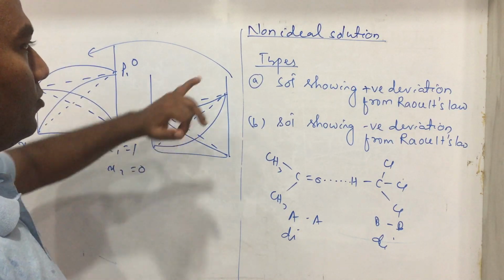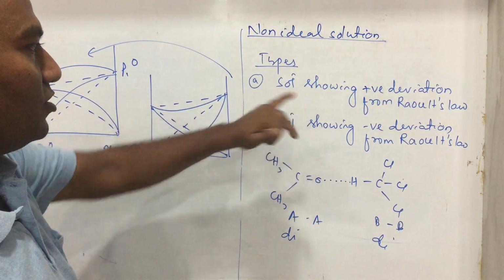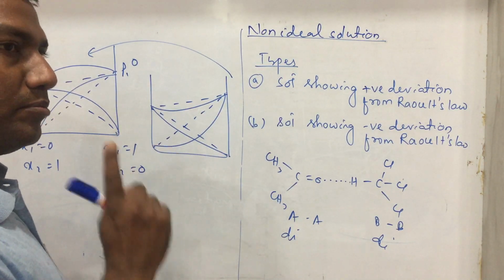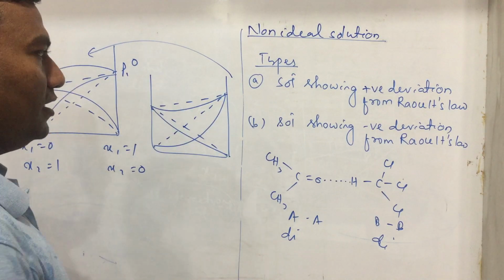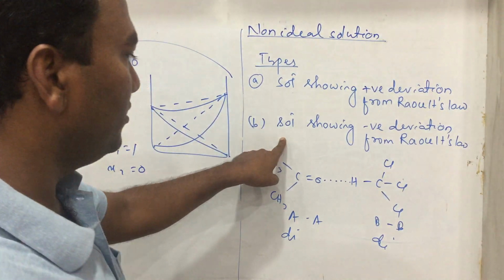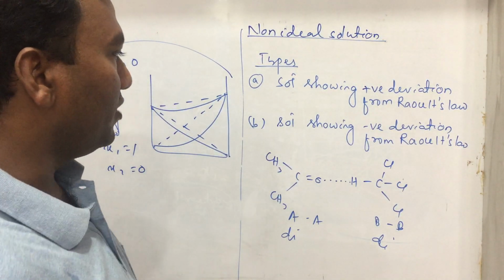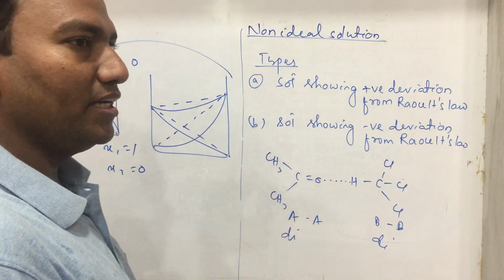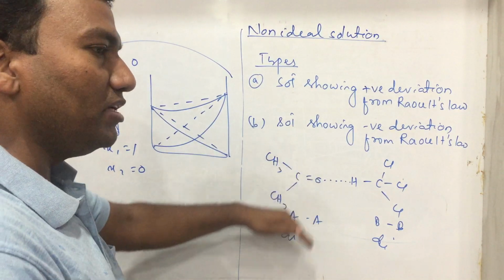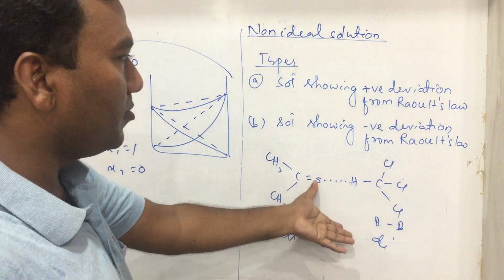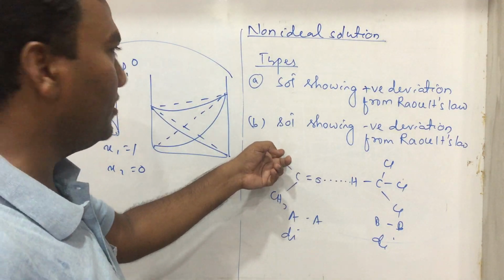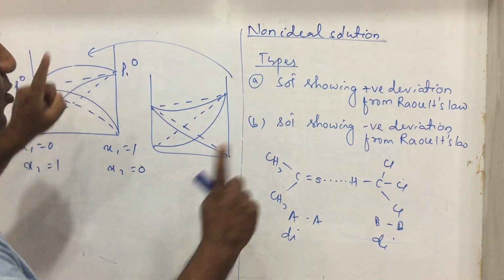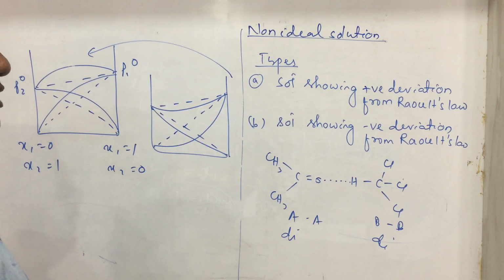So this is the meaning of positive deviation and negative deviation. Clear? When solution shows positive deviation, you will remember all values are greater than 0. AA, BB interaction is greater than AB. But in a negative deviation, all are less than 0, and AA and BB interaction is less than AB interaction. That means when new interactions are set up, fewer molecules are converted into gaseous state, but here more molecules are converted into gaseous state. Both solutions do not obey Raoult's law.